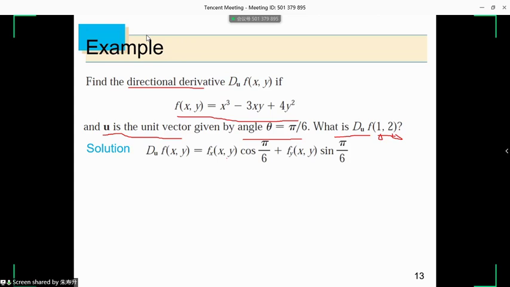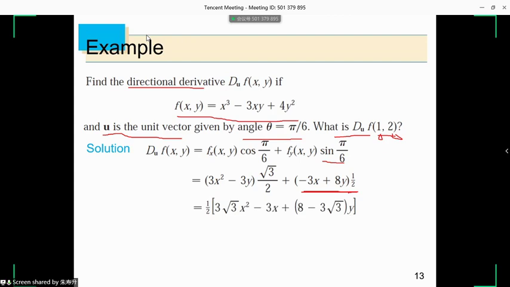So we use this formula. This one is 3x squared minus 3y, and then multiply by this one. For the derivative with respect to y, it is negative 3x plus 8y. And then multiply by sin pi over 6, so it's 1 over 2. Then we can get this one.